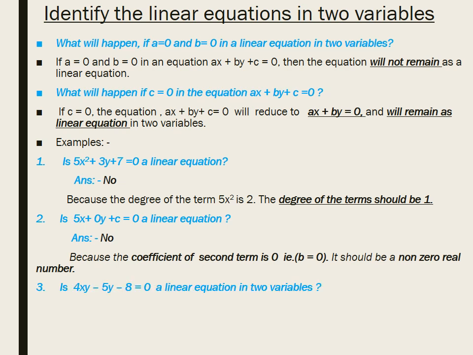Third example, 4xy minus 5y minus 8 is equal to 0. No, this equation is not a linear equation because the first term has two variables, x, y. If you remember, the general form of a linear equation is ax plus by plus c is equal to 0. If you observe the given example carefully, the first term has two variables x, y, and hence it cannot be a linear equation in two variables.